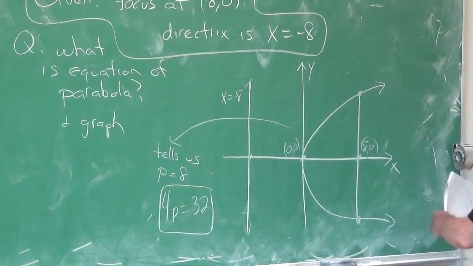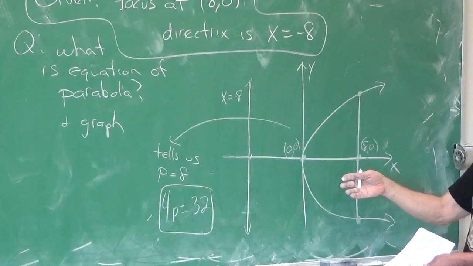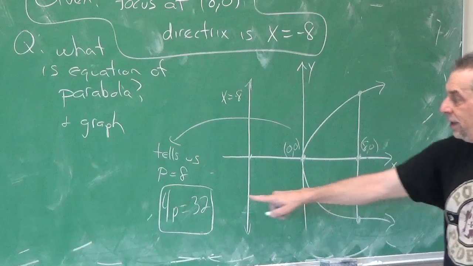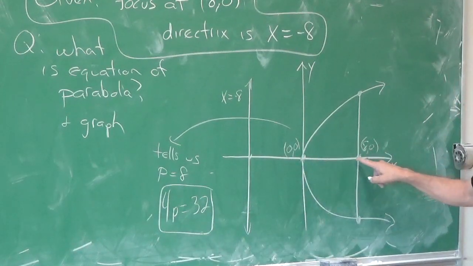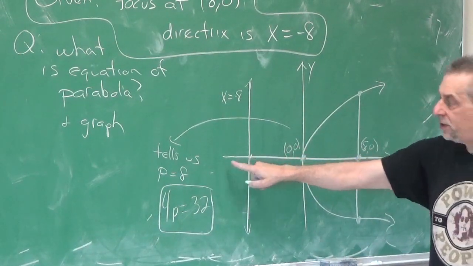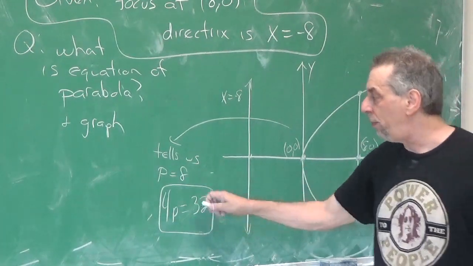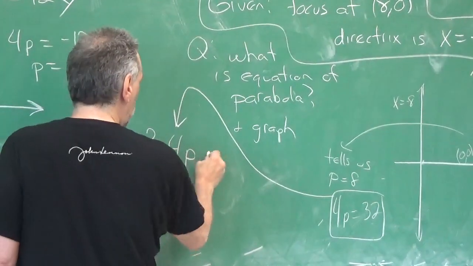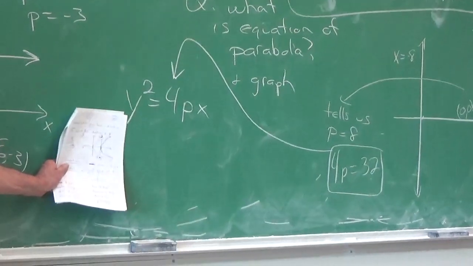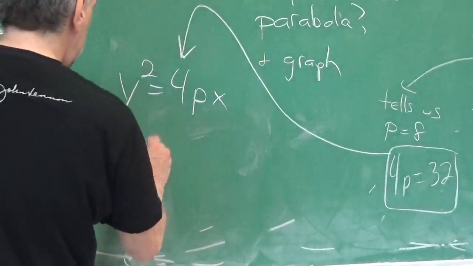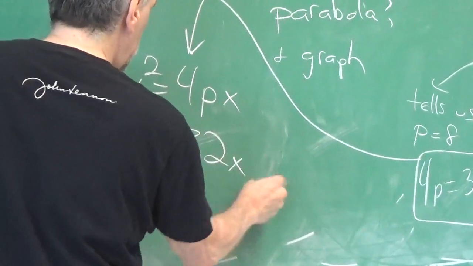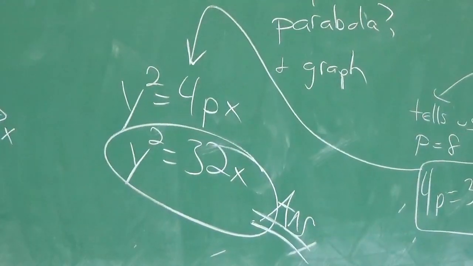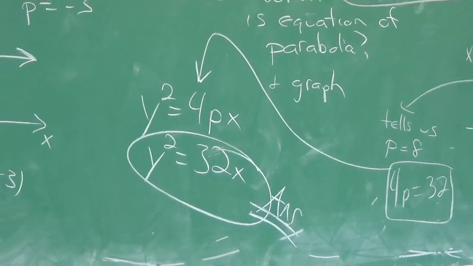When it opens along the x-axis in either way, it's the y squared equals 4px form. And since it's opening this way, the 4p is going to be positive, and the p is going to be the distance from the vertex to the focus and the distance to the directrix. We multiply that by 4 to get 4p, and we know our equation is of this form from the given information. So now we're just going to plug in the 4p and get y squared equals 32x. And that's what we were asked to do: come up with the equation of that parabola.